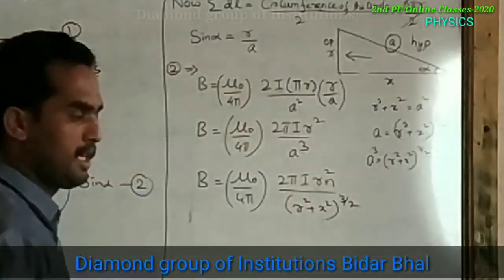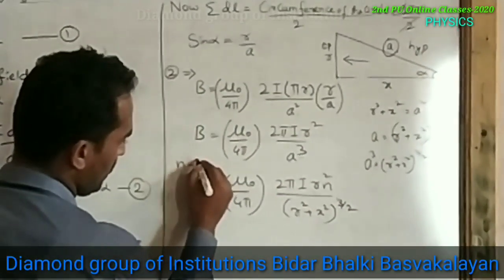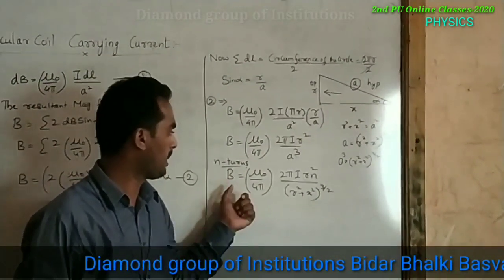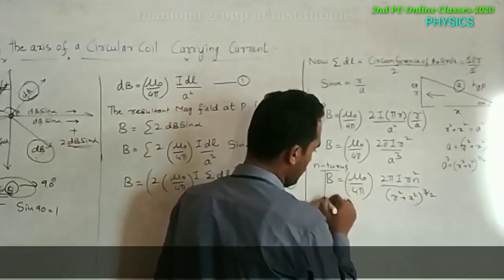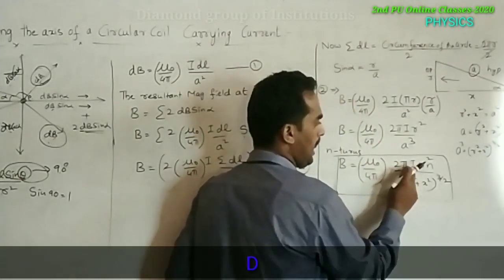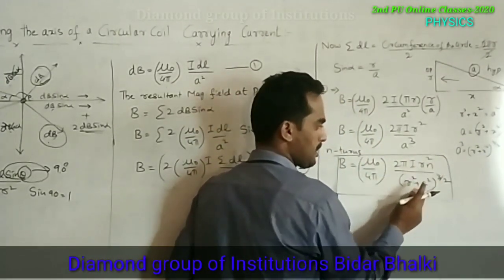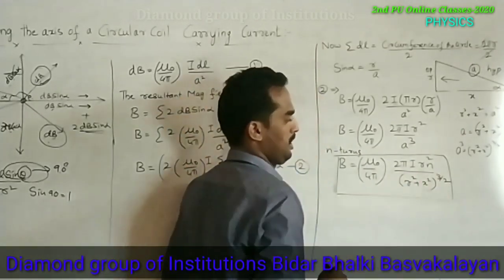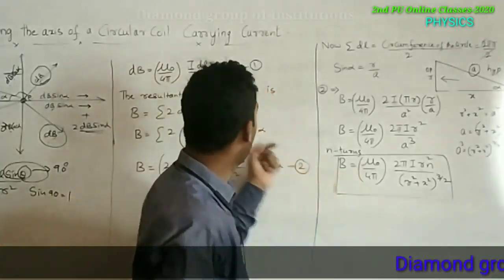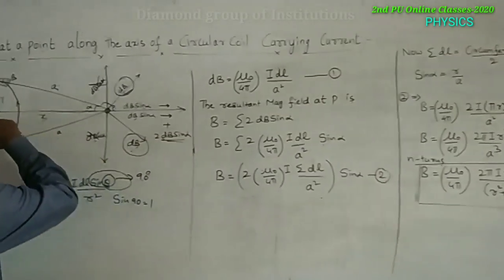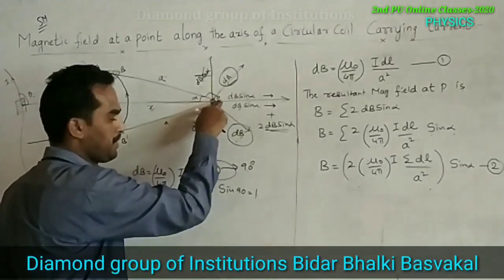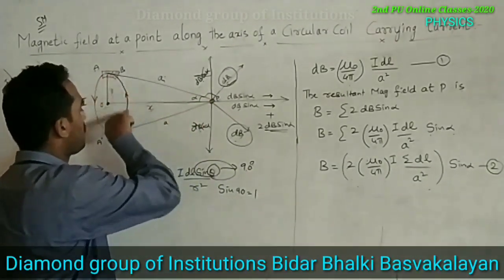Here n indicates turns. How many turns? N turns. If a coil has n turns, then we can write the expression as B equal to mu naught by 4 pi into 2 pi I r square into n by r square plus x square whole power 3 by 2. This is the final expression for the magnetic field we have calculated along the axis of the circular coil, at a point P at a distance x from the center of the circular coil.